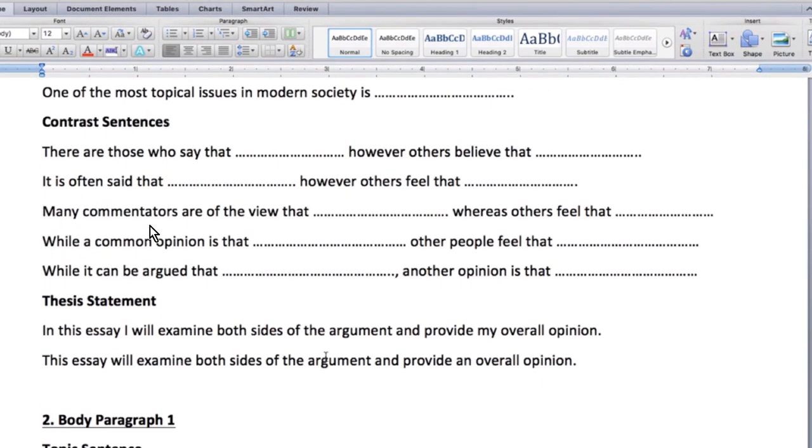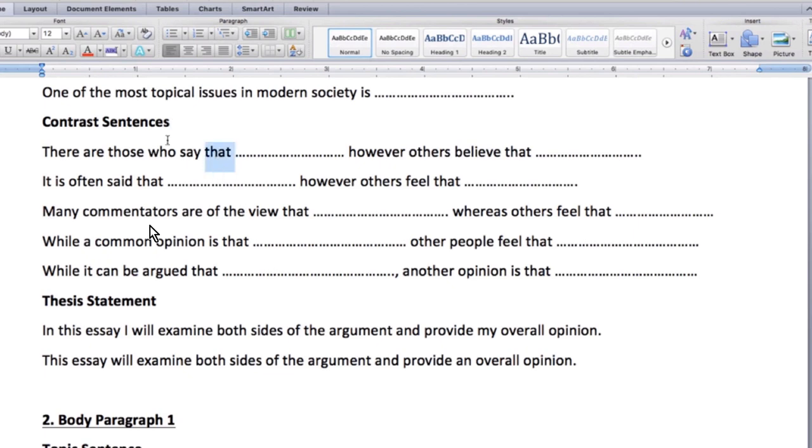Our next sentence is one of these contrast sentences that you will use for argumentative essays, the agree, disagree, and the discuss both views and give your opinion essays. They're all the same structure, it's just that the words are slightly different, so you can choose any one.